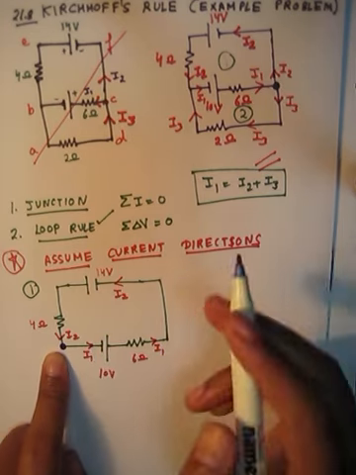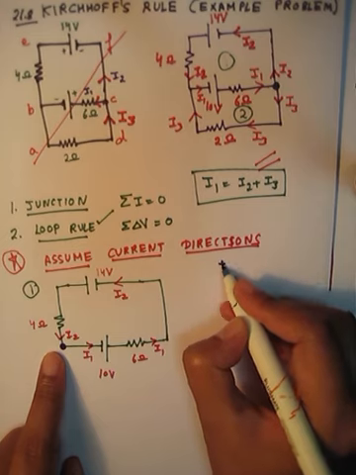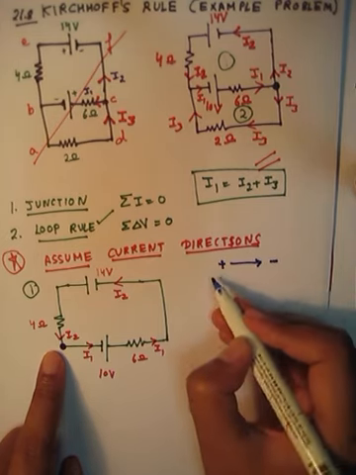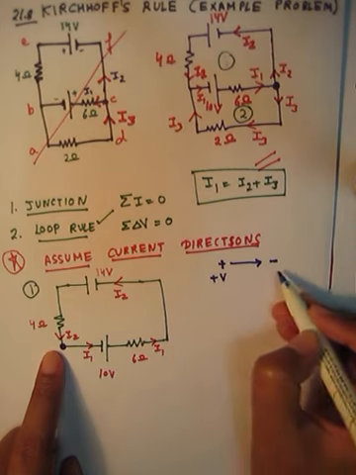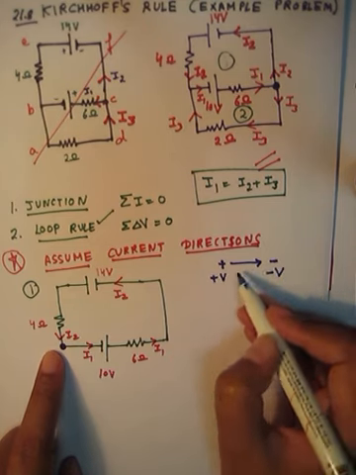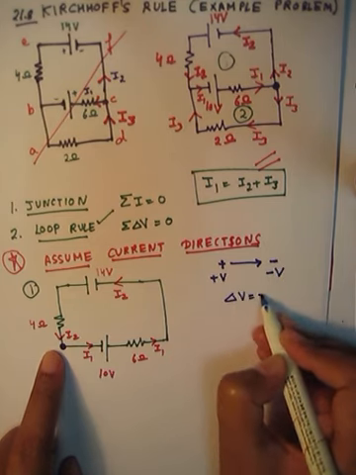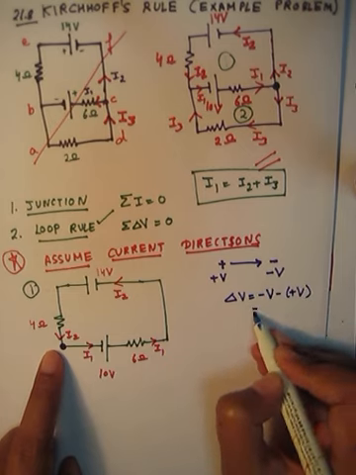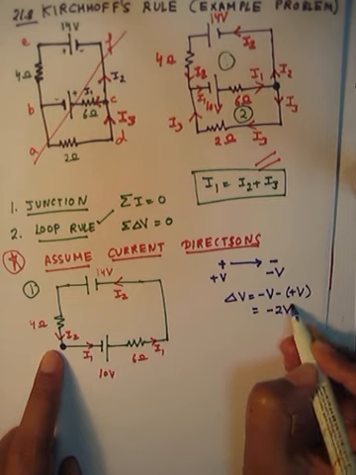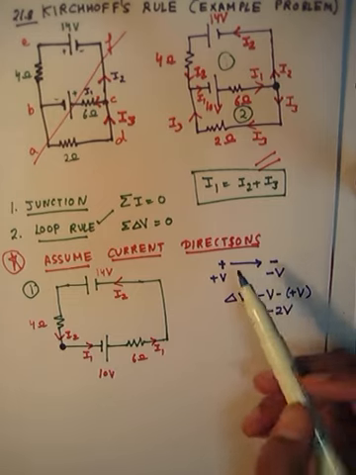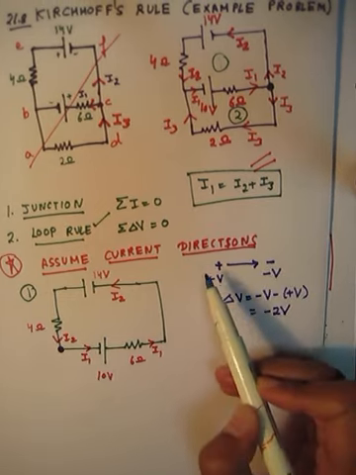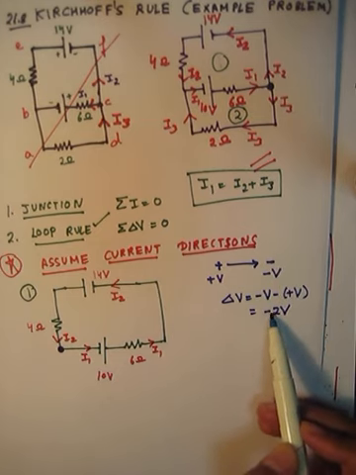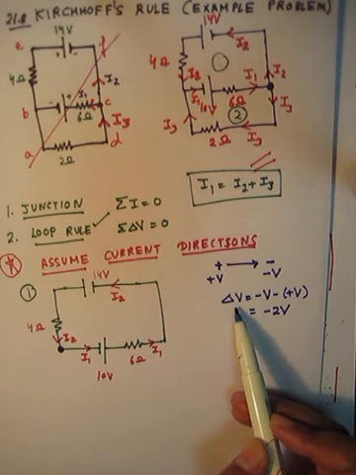Now you have to take care that when we are moving from plus to minus, then it is plus V, and this is minus V. So delta V will be minus V minus plus V, so it will be minus 2V. Whenever we are moving from plus to minus, positive to negative potential, you will have a negative sign with the change in potential.